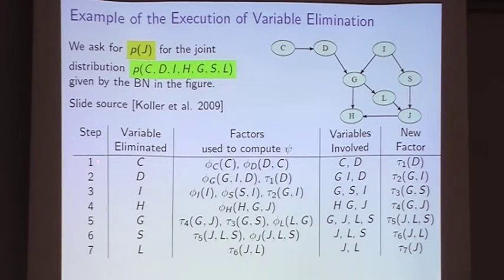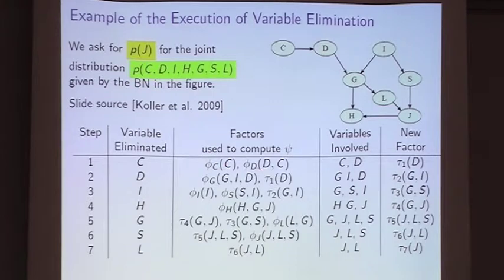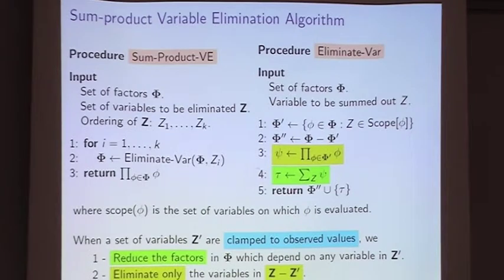In the first step, we are going to eliminate the variable c. So we group together those factors that depend on this variable. In this case, there are these two factors only. We multiply them together to get a new factor psi. This factor is the product of all the factors that depend on the variable c, and we will sum out this variable. So this produces a new factor tau that only depends on the variable d. It is the result of marginalizing the variable c.